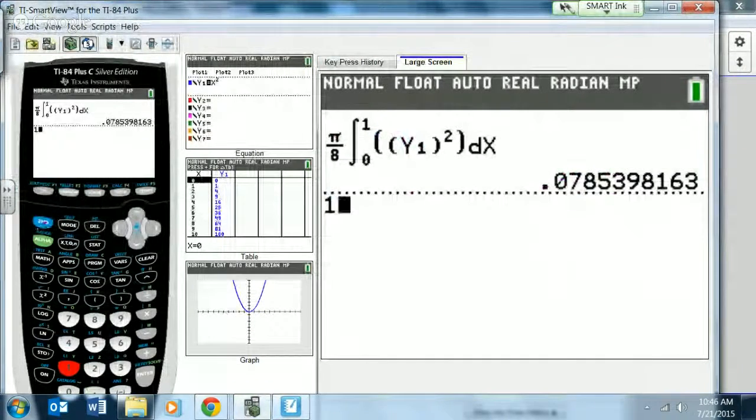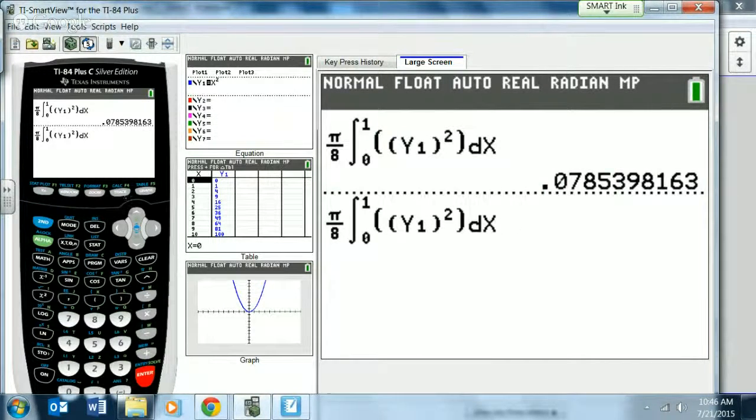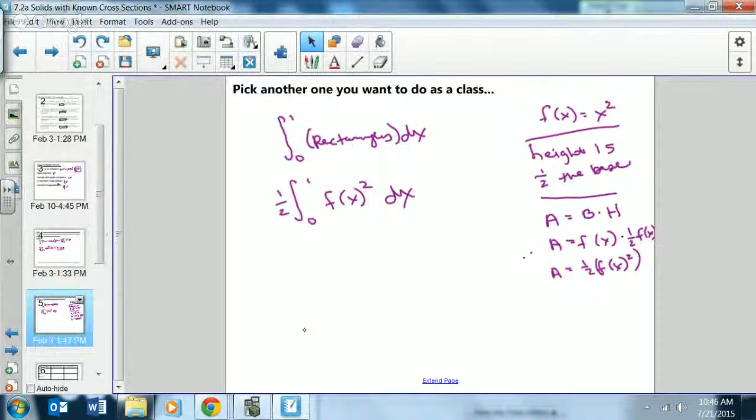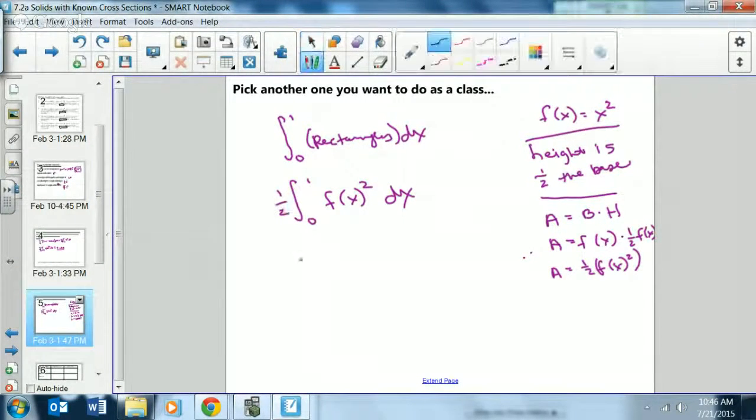All right, so if you are lazy like me, you could just pull up our previous integral and just change that fraction to 1/2 instead of pi/8. 0.1. Okay. So slightly larger, right?